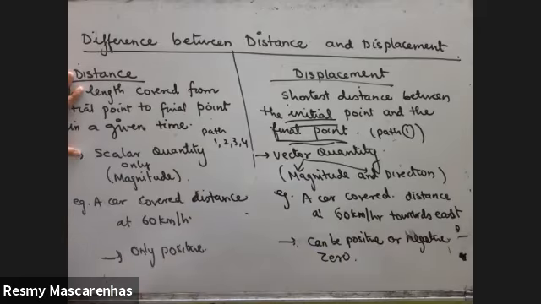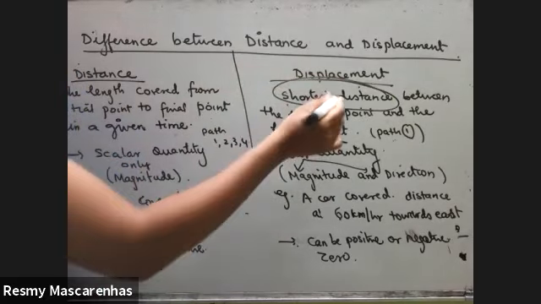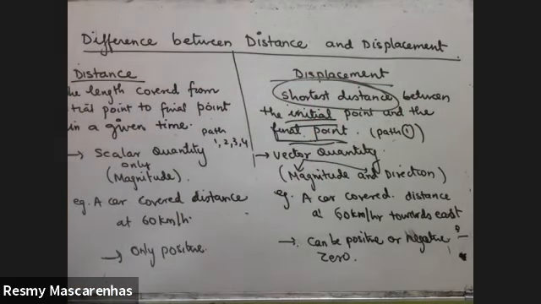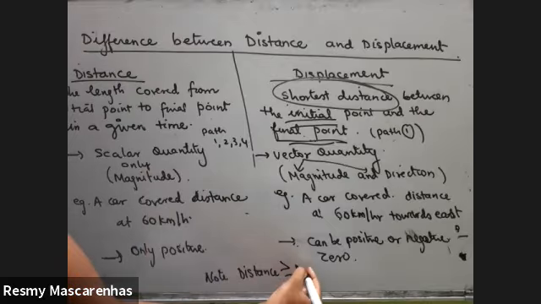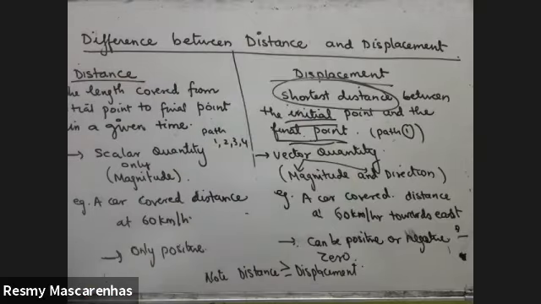Any doubts in distance and displacement? Just remember only this. Displacement is the shortest distance, or it's nothing but the difference between the initial and the final point. Distance is what you are actually covering, no matter where you are going, everything has to be followed. So remember, you can write it as a note: distance is always greater than or equal to displacement. Distance traveled will always be more than the displacement, or it could be equal also.